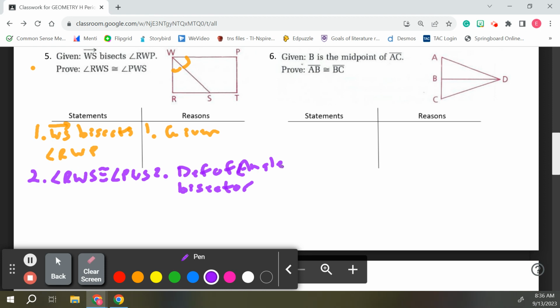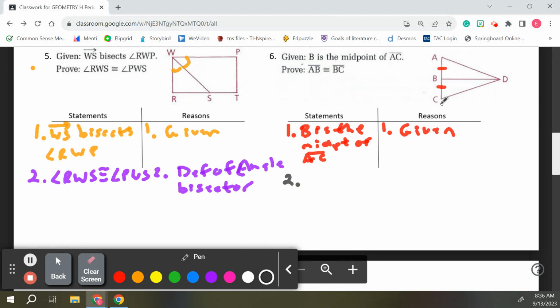All right, let's take a look at 6. So step 1, they're saying given B is the midpoint of AC. So here's AC, which means this is congruent with this, right? So here we're going to have B is the midpoint of AC, and that is what is given to me. Now they want us to prove that AB is congruent to BC. Can I just jump into it, or do I have to have something else? I have a question. How do you know how many steps are in each one? You don't.